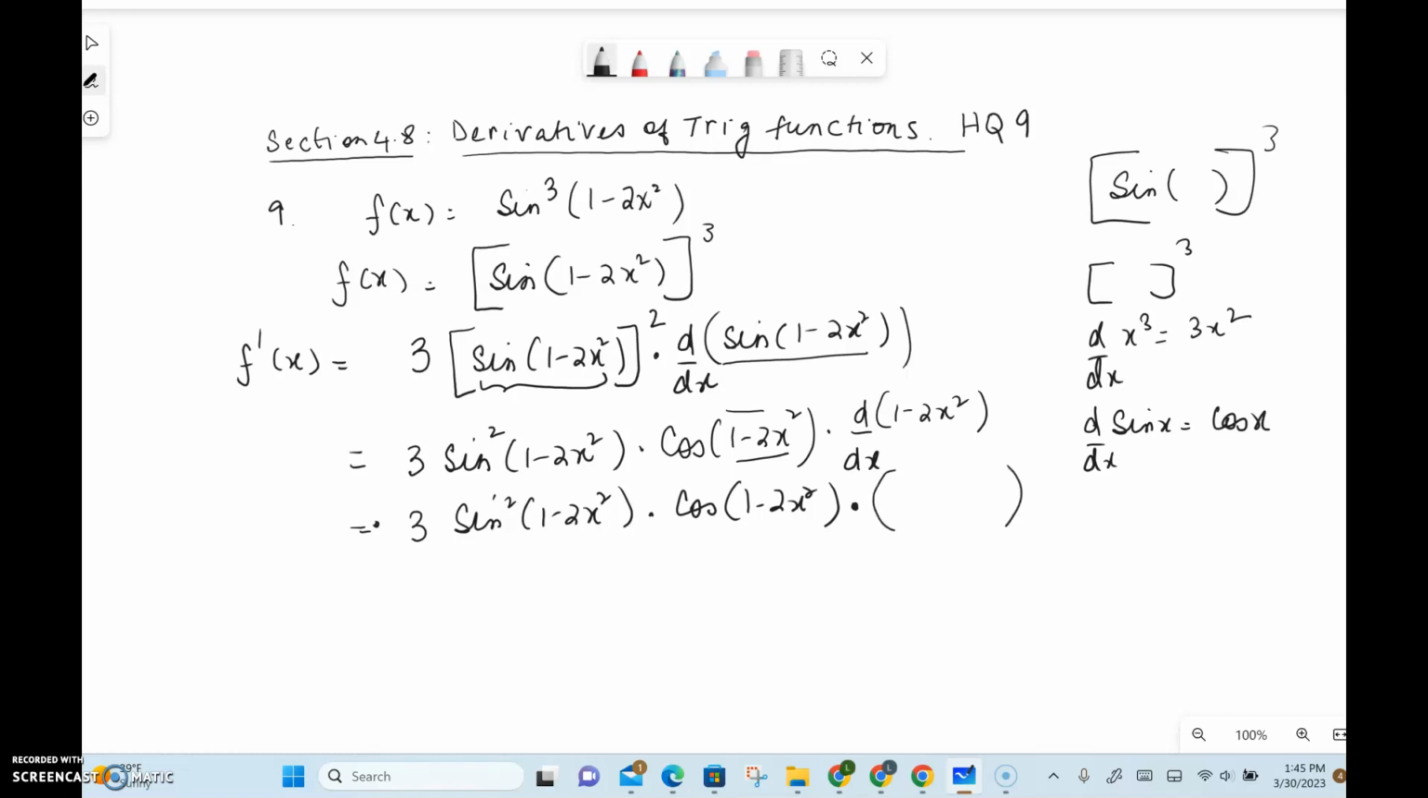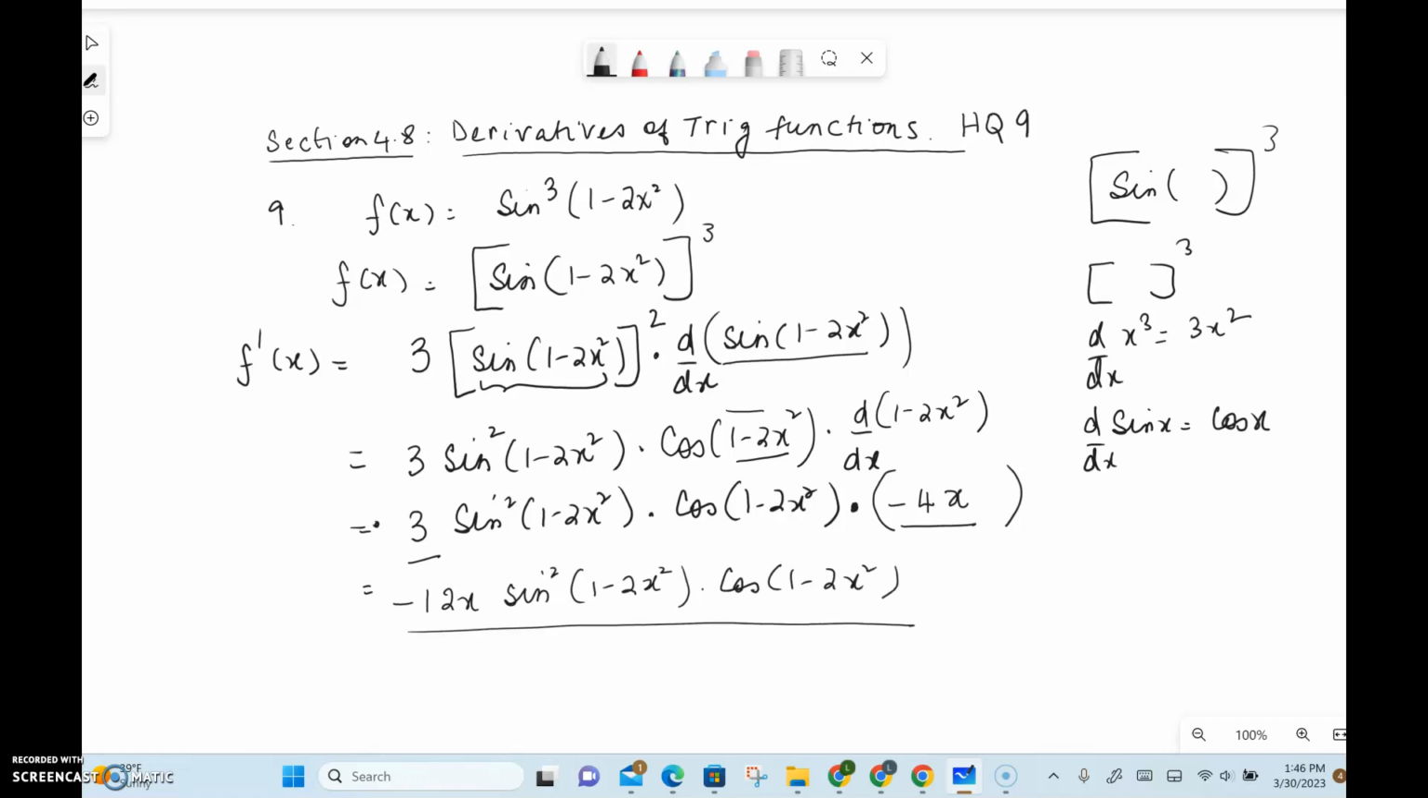So I put my parentheses so I don't confuse the negative with a subtraction. Remember, it's multiplication. Minus 4x. Simplifying, I combine this term with this term and we get 4 times 3 is 12x times sine squared of 1 minus 2x squared times cosine of 1 minus 2x squared. And this completes the process of finding the derivative of the given function.